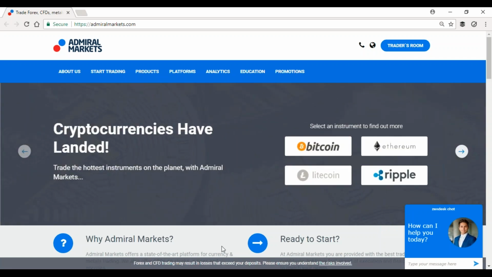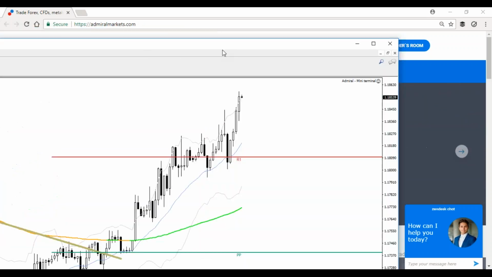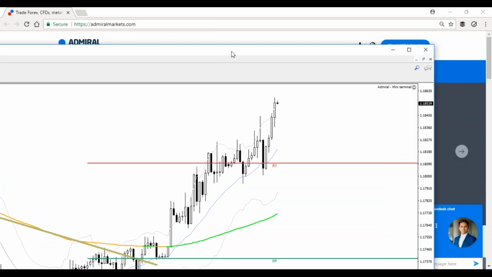With regard to the markets, let's go and take a look at the charts right now. Basically, let's start with the euro dollar. I think everyone is interested in the euro dollar. So, what kind of patterns did we see with regard to the euro dollar this week?